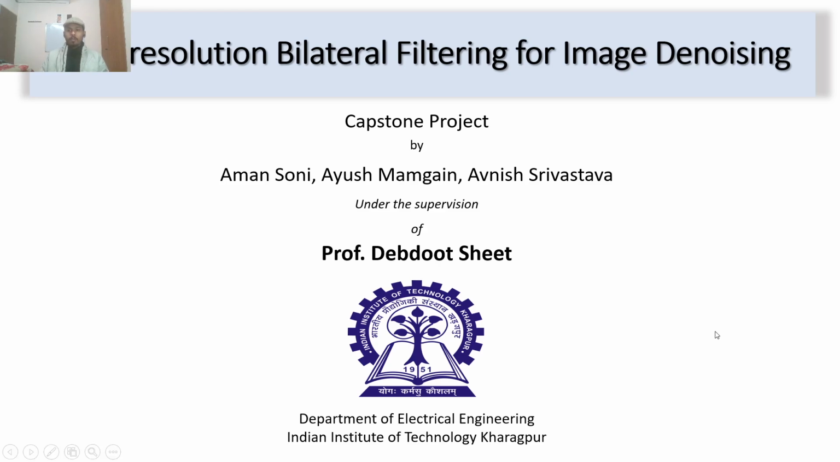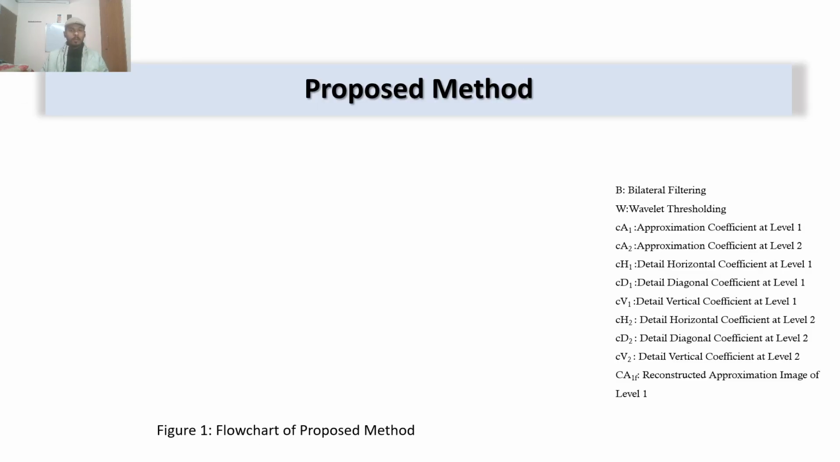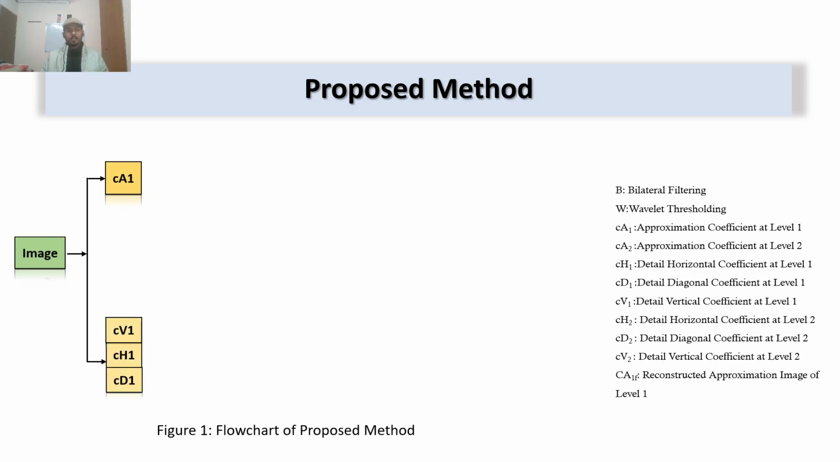Before we jump to see how the code works, I want to talk about how the whole algorithm goes. What is the flow of the process? This is the proposed method. We take our noisy input image and we take its wavelet transform and get the first level of approximation and detail subbands. Then we take the second level of wavelet transform and we get the second level of approximation and detail coefficients.